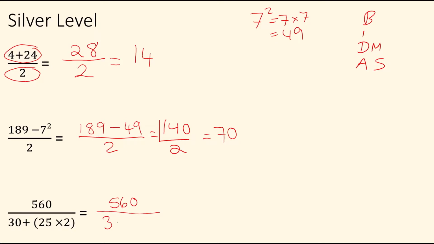So what I have now is 30 plus 50. Still got to keep going. So that 560 on top's the same. And then there is 80 down at the bottom. 560 divided by 80 is 7.